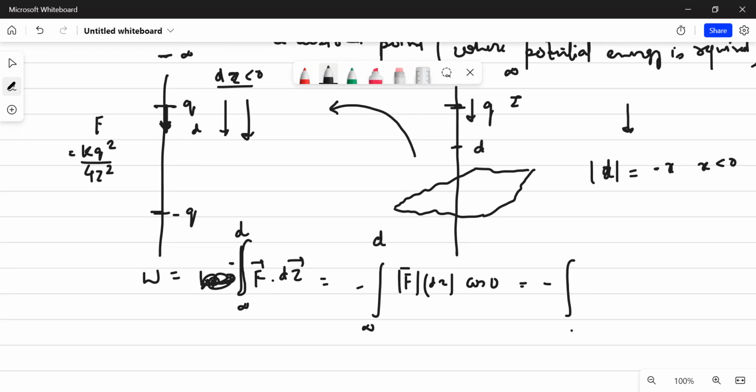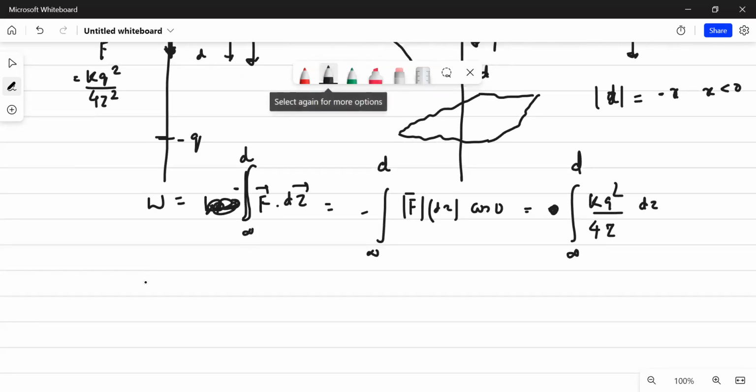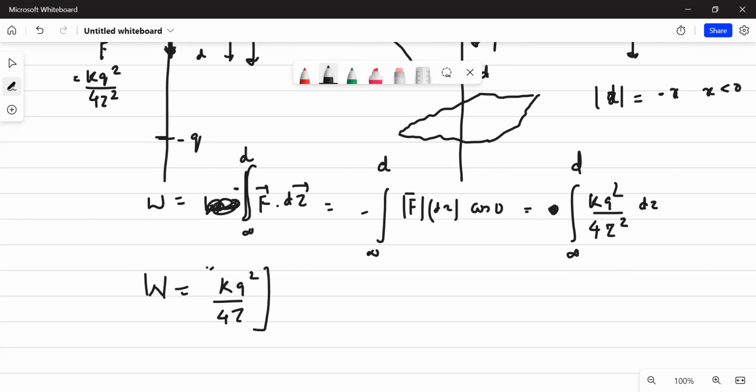So this is like infinity to D, and here you can write kq square upon 4z square, and this dz would be minus dz. So this minus would get absorbed, and this is it. And it is easy to find this work done. So work done would be equal to what? It will be equal to kq square, sorry, I think z square over here. So this will be minus kq square upon 4z, evaluated from infinity to D.